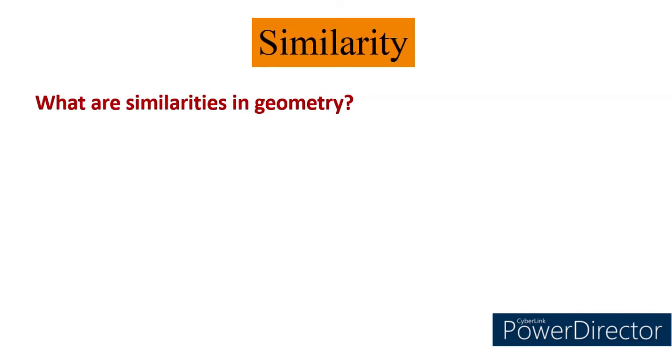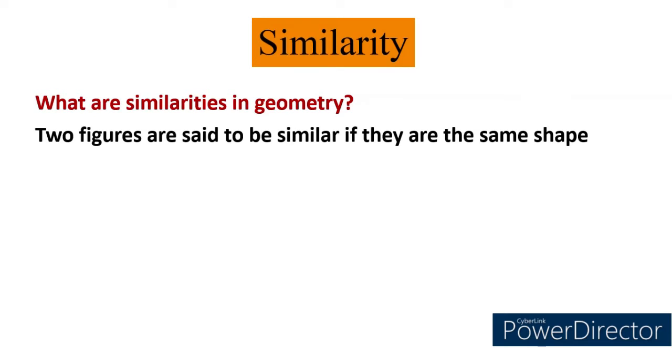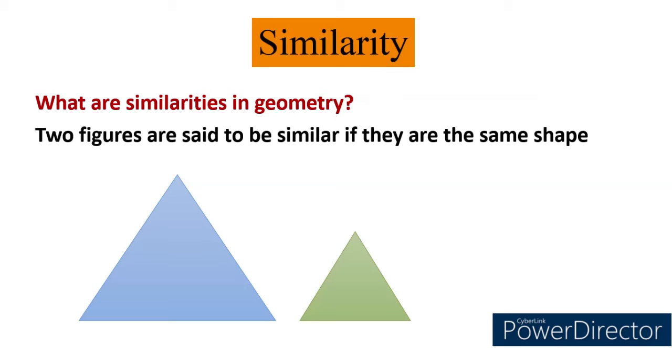Now proceed with the actual topic called similarity. Friends, what is similarity in geometry? It is nothing but two figures are said to be similar if they are the same shape. The same shape figure is called similar. Okay, the example is here. The two triangles have a different size, but the shape is the same.